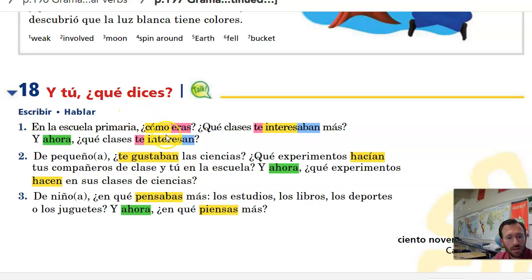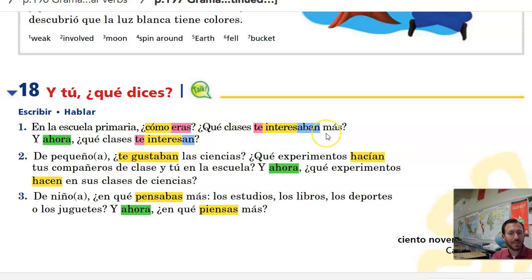En la escuela primaria, ¿cómo eras? This question's asking, what were you like in elementary school? This is a question for your project. Take a look at your warm-up from a couple weeks ago. You have a response. Yo era is how you would begin, or en la escuela primaria, yo era. And then give me some adjectives. Yo era pequeño, atlético, y sociable. Give me 3 adjectives to describe yourself.